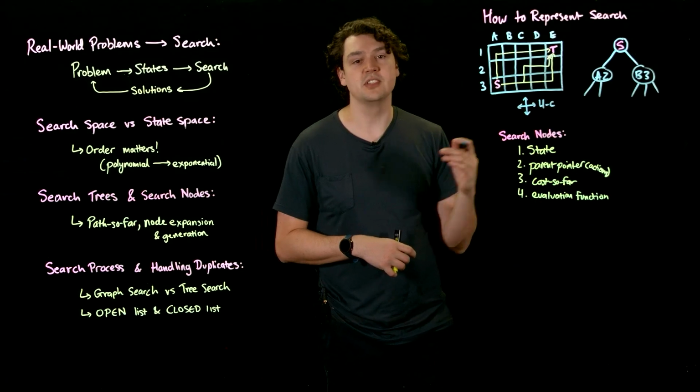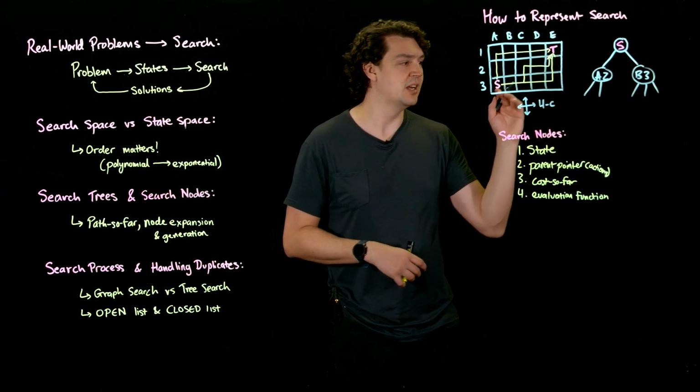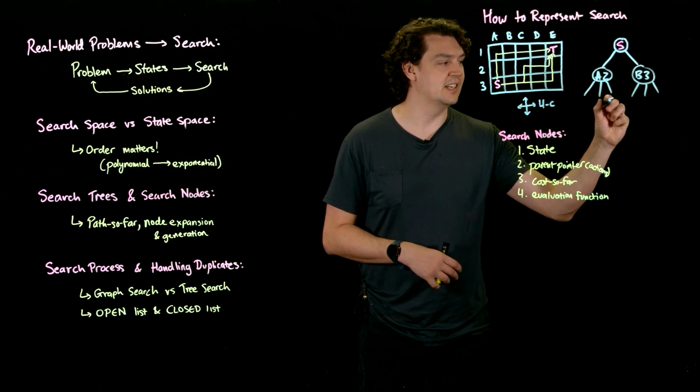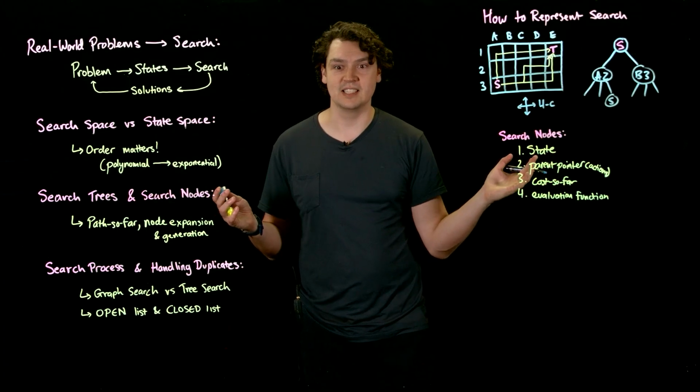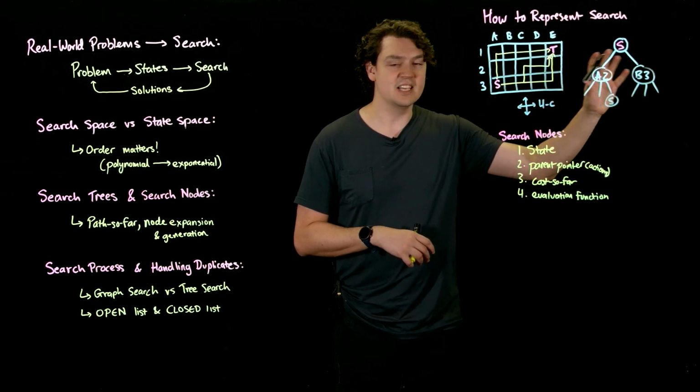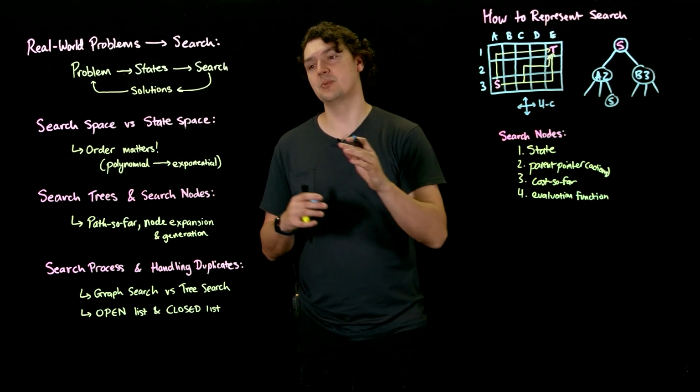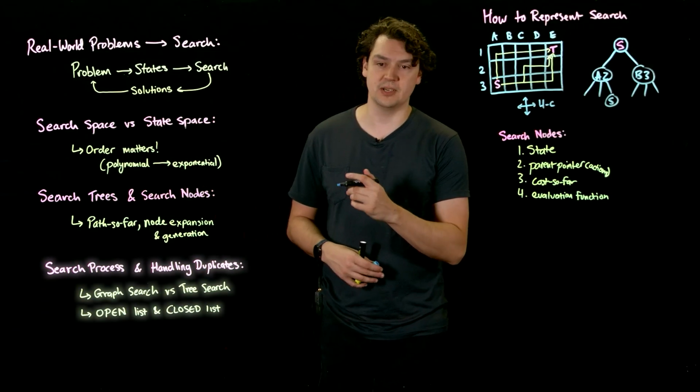There are a lot of questions here that I'm not answering, right, in terms of, do you generate S again? Are you allowed to go back to the same location? So this is the idea of the search tree. This is why the search space is going to be so much larger.